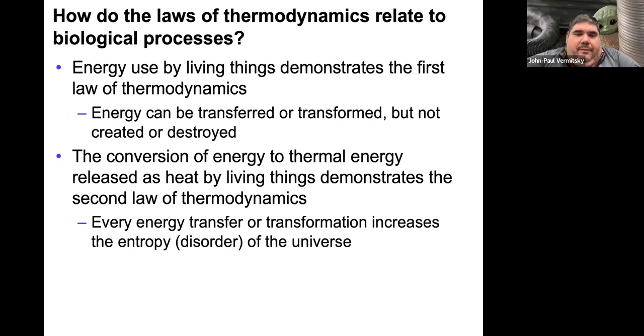So the conversion of energy to thermal energy released as heat by living things demonstrates the second law of thermodynamics, which is every energy transfer or transformation increases entropy, and entropy is disorder in the universe. And that's what heat is. It's coming off as sort of this disordered form of energy.